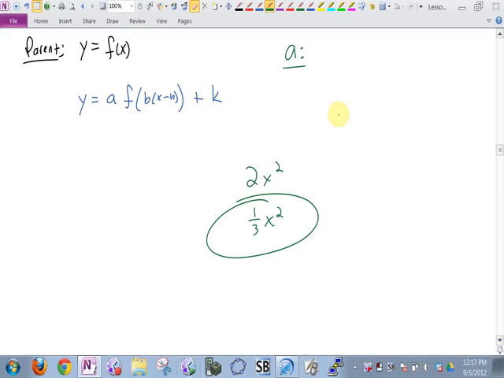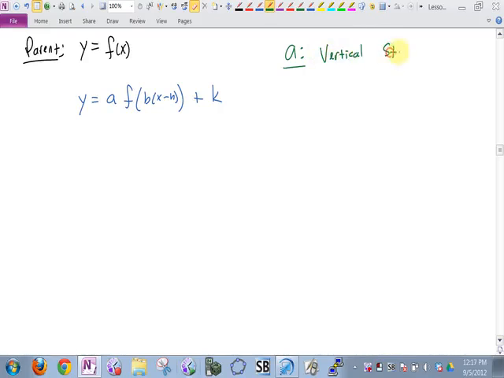So you're not dividing by 1/3. You're multiplying by 1/3, a stretch by 1/3, or you're dividing by 3, a squash by 3. Does that make sense? Okay. So either way, what does the letter A do? It is what we call our vertical stretch factor. Stretch, squash, same thing. Okay, A is the vertical stretch factor.